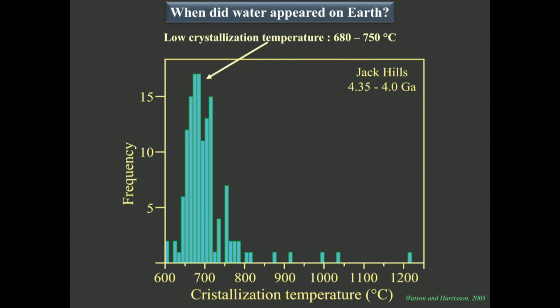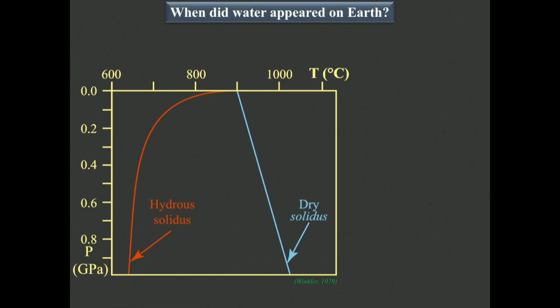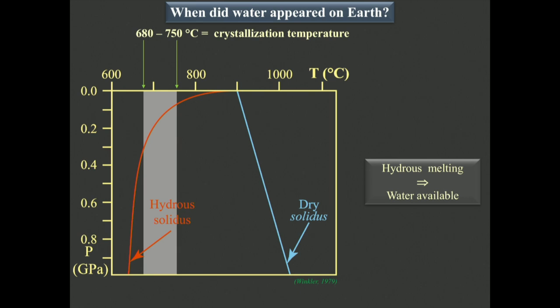If we look now at the temperature and pressure diagram, we have here the dry solidus for granite. That means that here everything is solid and melting begins at higher temperature here. Now if we look at the hydrous solidus, that is melting in presence of water in the system, of course the temperatures are lower. So here is dry melting, here is hydrous melting. And if we look at the temperature of crystallization of the host magma for Jack Hills zircons, we can see that this is not consistent with dry melting, but consistent with hydrous melting, which means that there was water available in the system at that time. So this is the first important point. Water was available as early as 4.35 billion years on Earth.